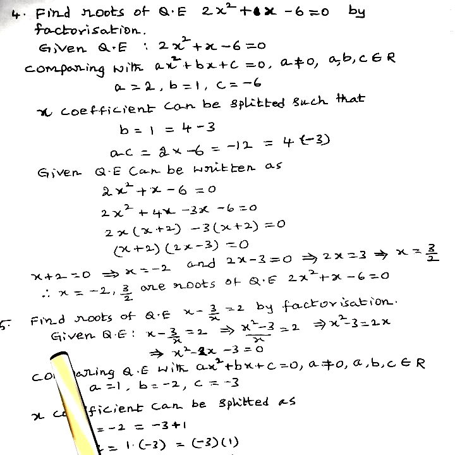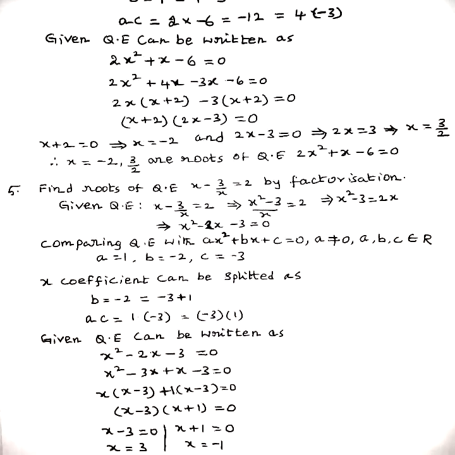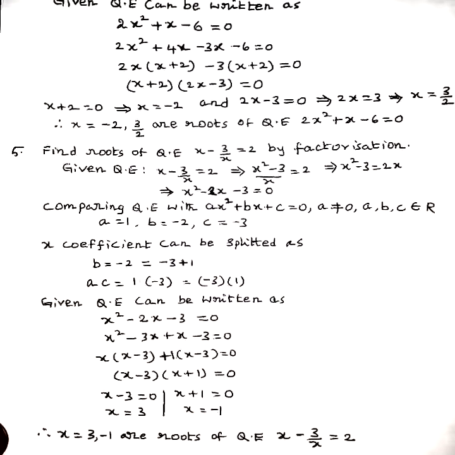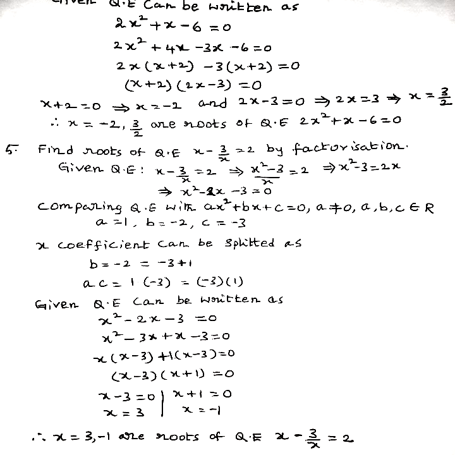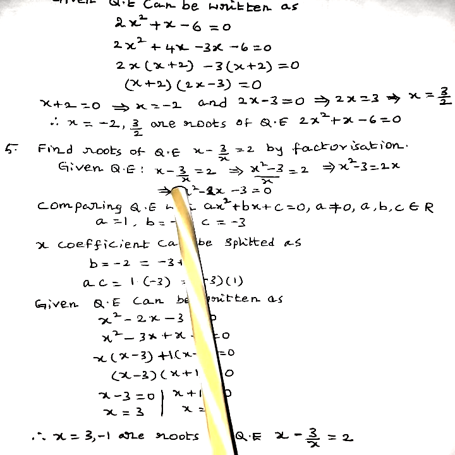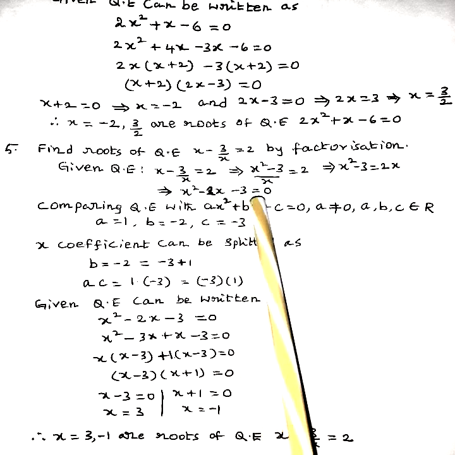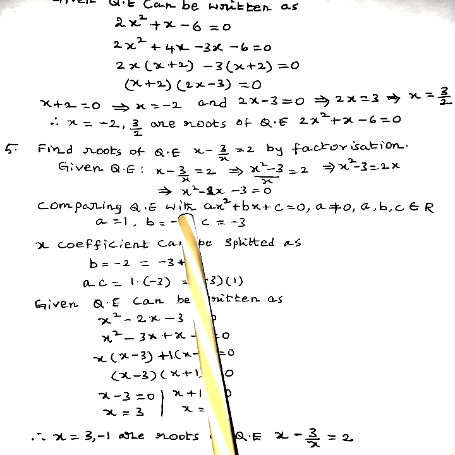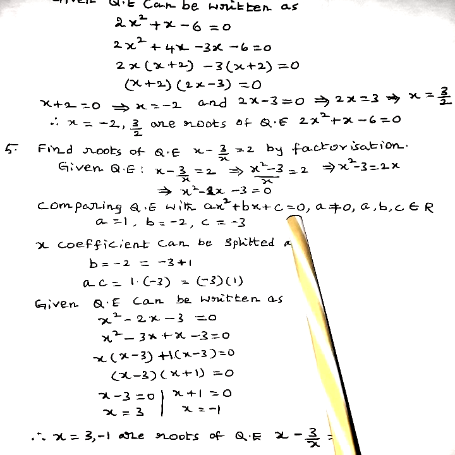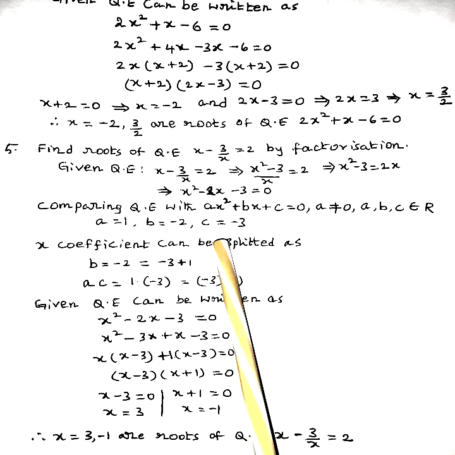Now, we consider another problem. Find the roots of the quadratic equation x minus 3 by x equal to 2 by factorization. The given quadratic equation can be written as x square minus 2x minus 3 equal to 0. Now, comparing with ax square plus bx plus c equal to 0, we get a equal to 1, b equal to minus 2, c equal to minus 3.